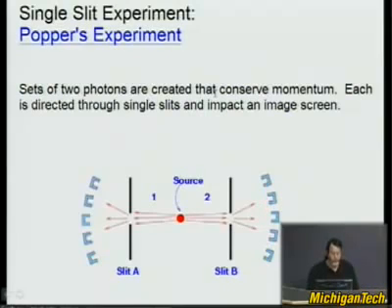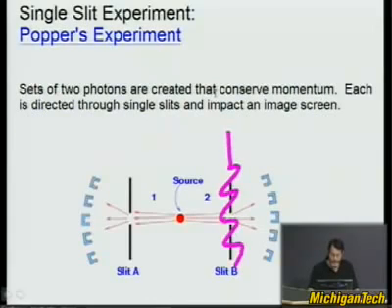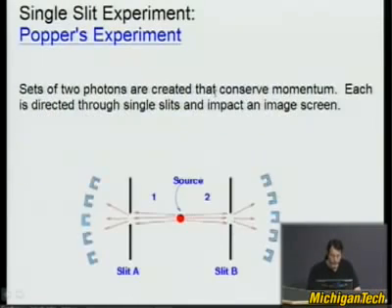However, Popper, who was a philosopher, wondered what would happen if you removed slit B. So you take this away. Then what happens? Since photons move opposite of their counterparts, because they're created in pairs, so momentum is conserved, the photons passing through slit A are still confined. So if you go back, this slit is still there, and that's confining the photons.